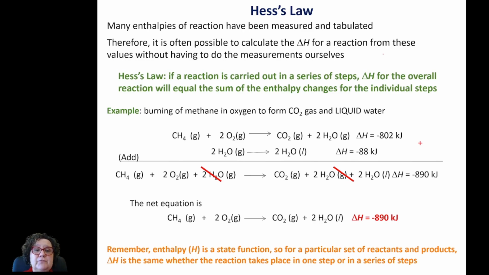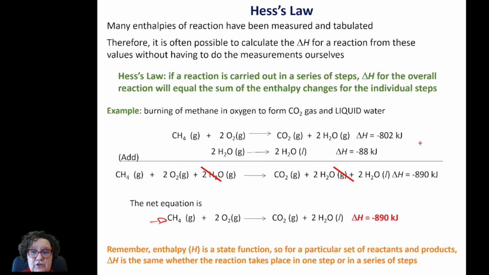Hess's Law says that if you have a reaction that can be carried out in several steps, the overall change in enthalpy will be the sum of the enthalpy changes for the individual steps that got you there. So, for example, I want to measure the change in enthalpy of the reaction of burning methane with oxygen. So methane, CH4, plus 2 moles of oxygen gas produces CO2 gas, 1 mole, and 2 moles of water. And I'm going to have it as liquid water. So this is what I call my target equation.